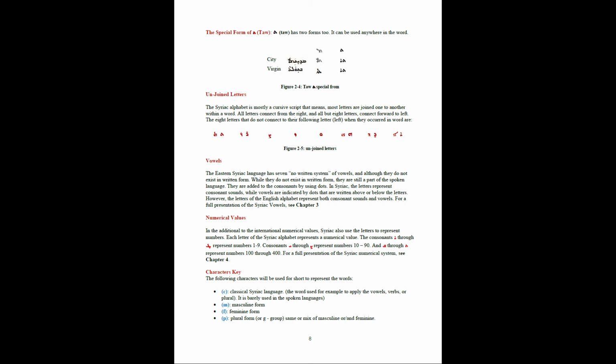Almost 80% of the spoken language words are similar to the classical Syriac language. A few of them we don't use in the spoken language. Maybe a few people use them, but not a lot of people. So we're going to use these words to represent the examples, or to apply the vowel, verb, and so on. When you see C, it means classical, and barely used in the spoken language.